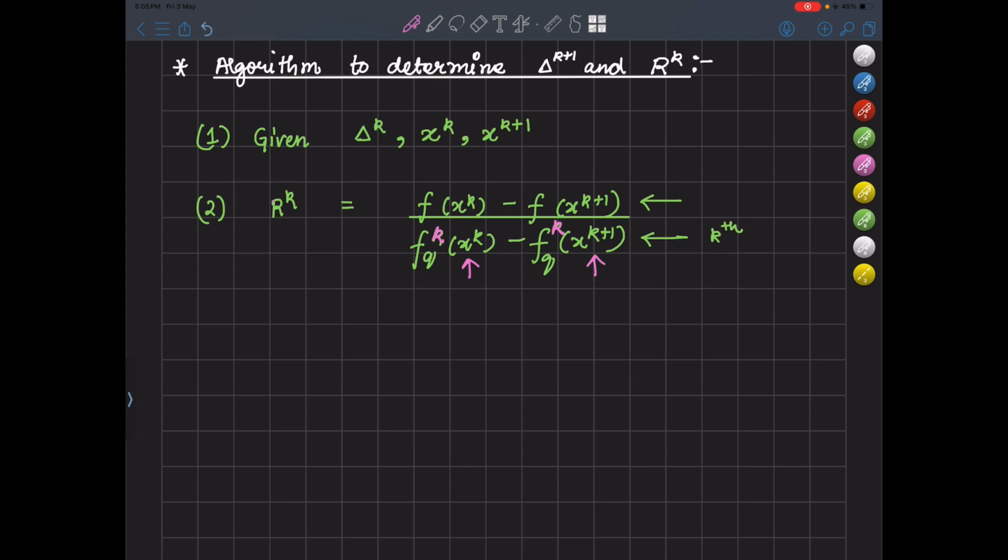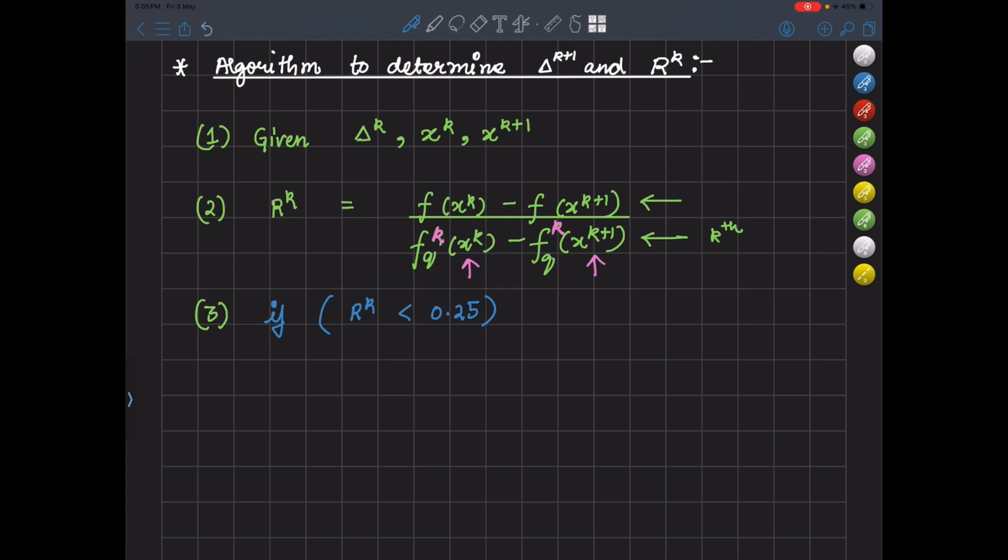So once we have this rk, we see what the value of rk is. If it is less than 0.25, which means that the difference between the approximated function and the real function is huge, is big, right?